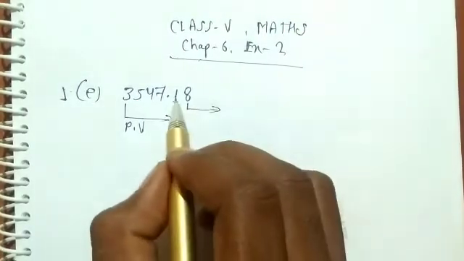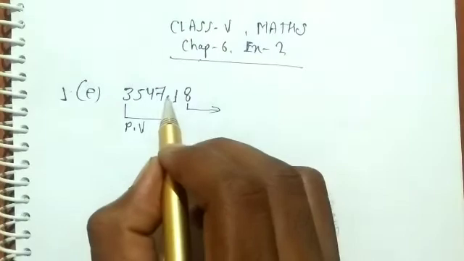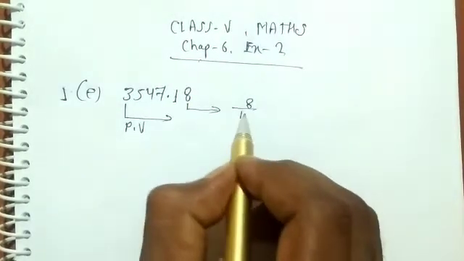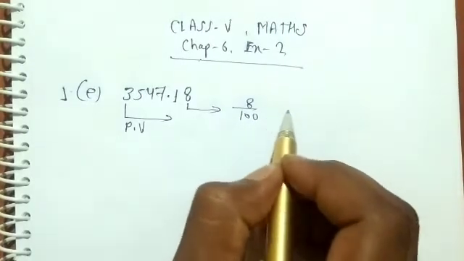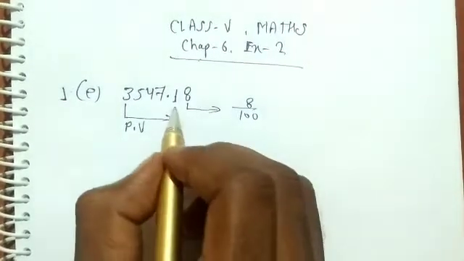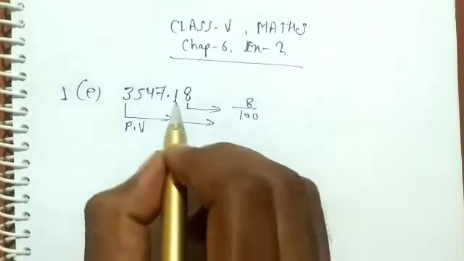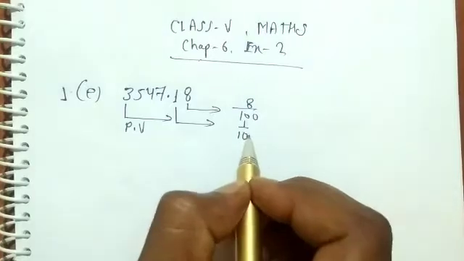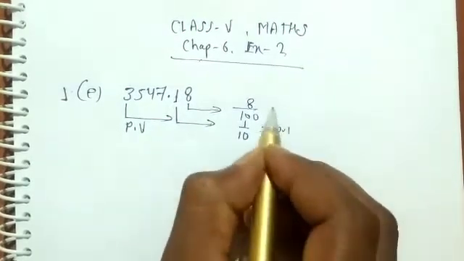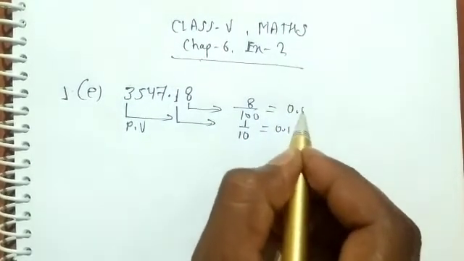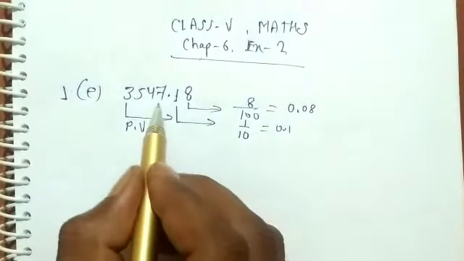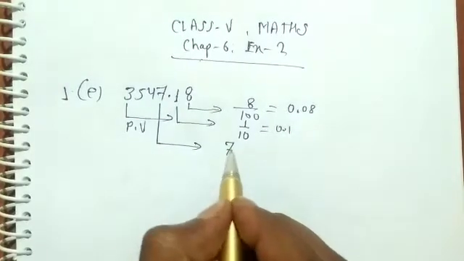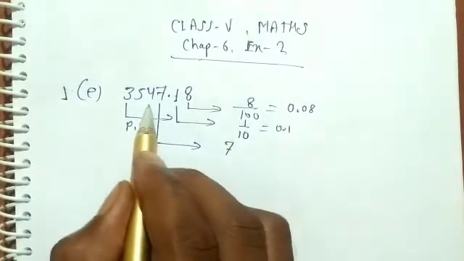At which place is this? This is at the hundredth place, meaning 8 upon 100. You can also write 0.08. 1 is at the tenths place, so this will be 1 upon 10. You can also write 0.1, and this one 0.08. Now the place value of 7 is 7 ones, 7.